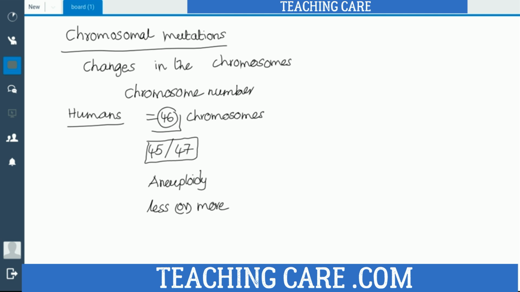Suppose the chromosome number is double, double means 92, or triple, triple means 46 into 3. If it is double or triple, this condition is called polyploidy.